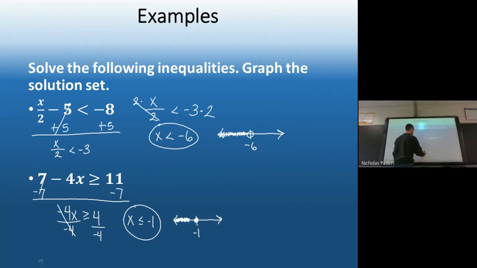So really, if you forget to flip the inequality sign, that's going to mess up your answer, but it's also going to mess up how you shade your graph. So you will miss some points there. Make sure that you pay attention and correctly flip the sign whenever you multiply or divide by a negative number.